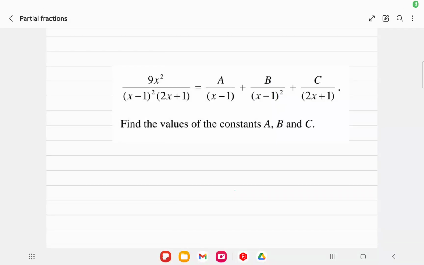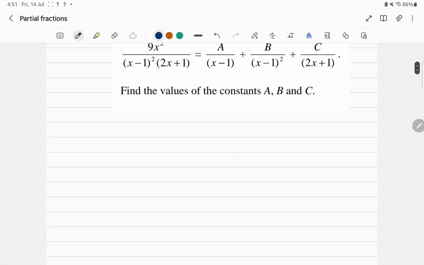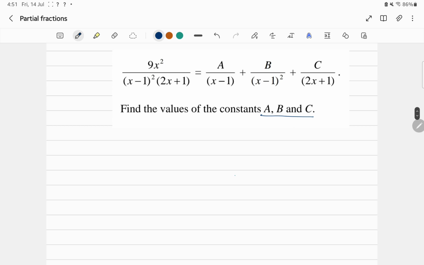Hi guys, so let's do this amazing partial fractions question today. All right, so here we have to find the values of the constants a, b, and c. So in this equation, we have to find the value of a, b, and c. All right, let's get started.